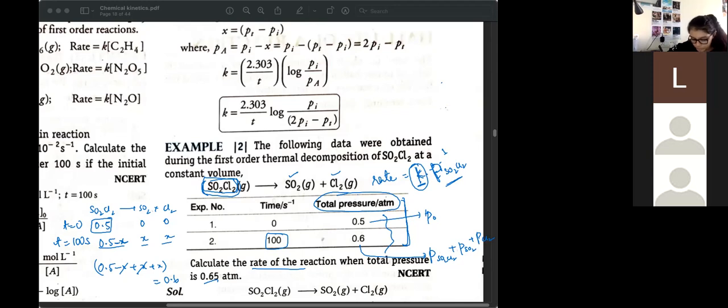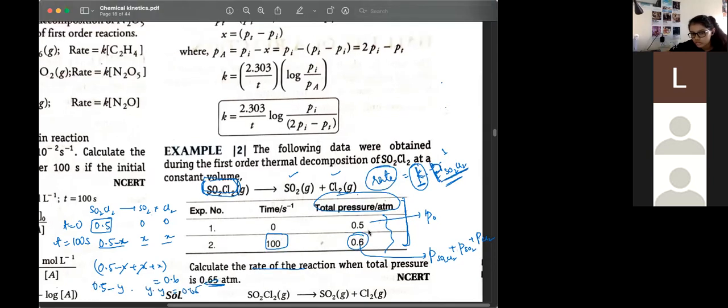Ma'am, partial pressure of SO2Cl2. So if I follow that method where I go SO2Cl2, I go SO2 and I go Cl2. Okay, so now I know that 0.4 of my total pressure comes from SO2Cl2. No, that's wrong when the total pressure is 0.6. But the total pressure is 0.6, right? No, but in your final answer, you're asked to calculate the rate when total pressure is 0.65.